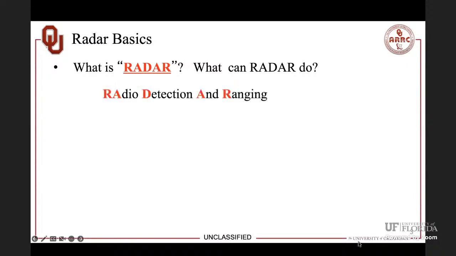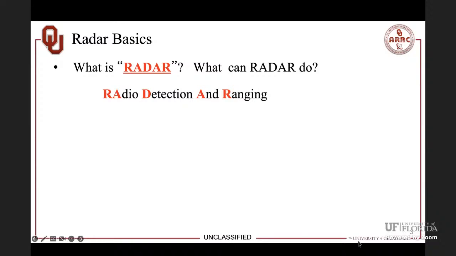What is radar, and what can radar do? I think everybody should know that the name itself is an acronym, and the acronym specifically tells you what radar does. Radar stands for radio detection and ranging. Basically, radar does two things. This is the very basic radar when it was developed. It does two jobs.